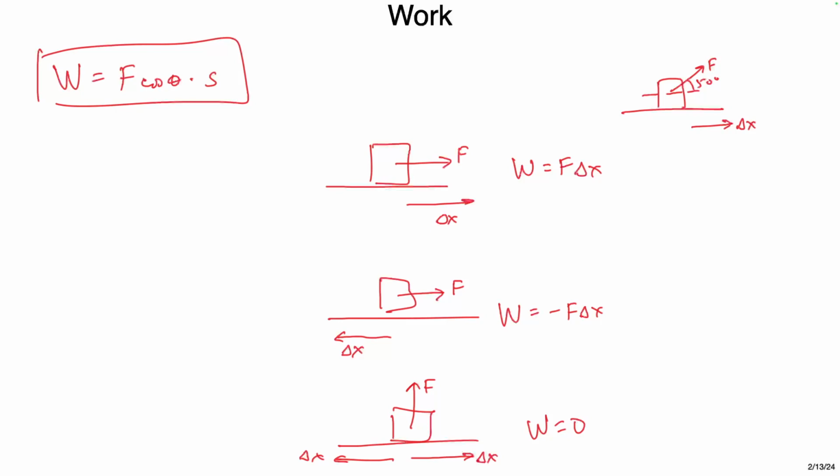Usually, your book will do it, I will do it, where we won't write down the cosine theta. We'll just say it's positive work, negative work, or 0 work. There, what we've done is we have already looked at what the angle is and be done with it.